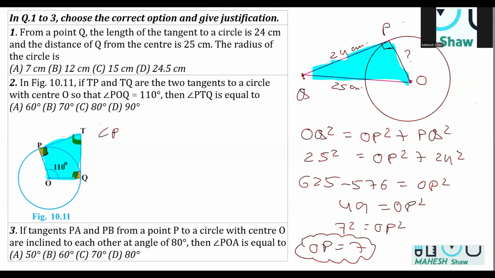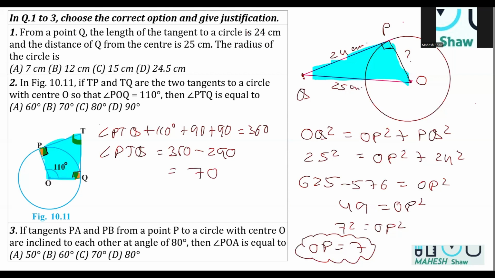So I can say that in quadrilateral, PTQ plus 110 plus 90 plus 90 should be equal to 360. So angle PTQ will be equal to 360 minus the sum of these. So this is 180 and 290, right? So that will give you 70 degrees. Am I right? 180 plus 10, 190, 290. Yes, 70 degrees. So the correct option in this case is B. Now moving to the next part.